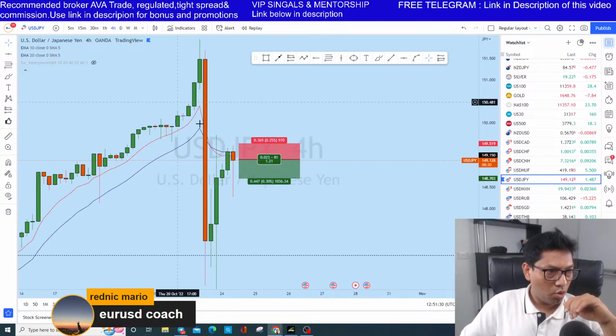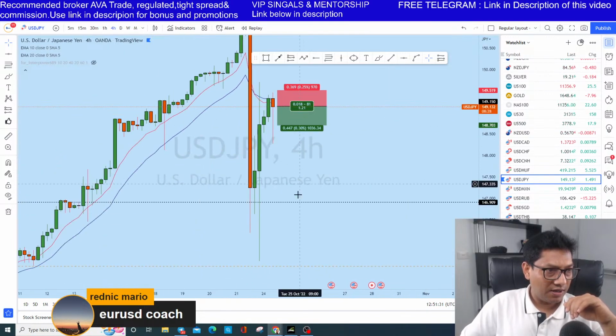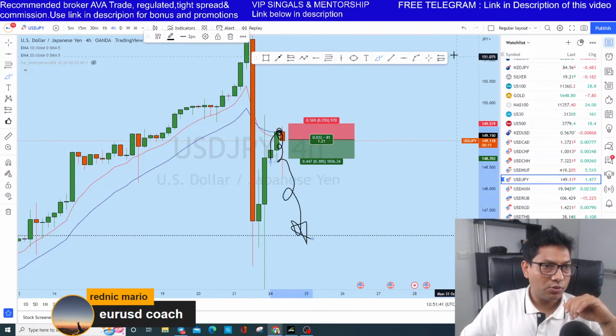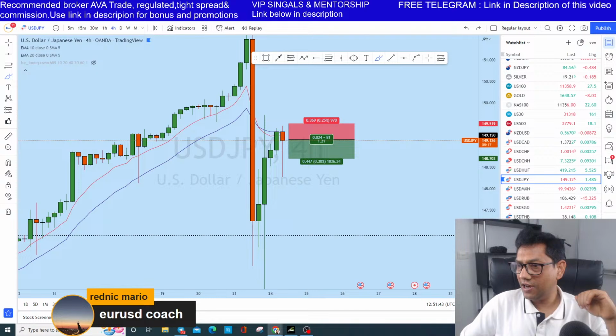Okay, so we can expect a retracement to the downside, because you see the high of the candle is a couple of candles from below this level, so we can expect a couple of candles to the downside, and that is the advantage that we are taking now.